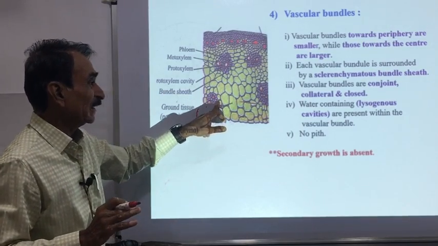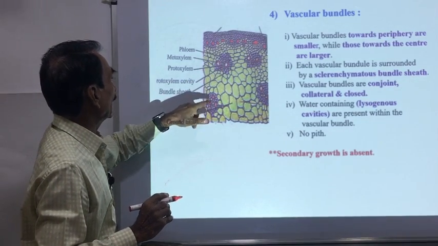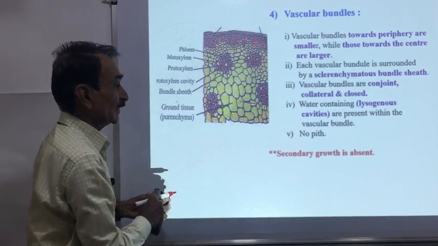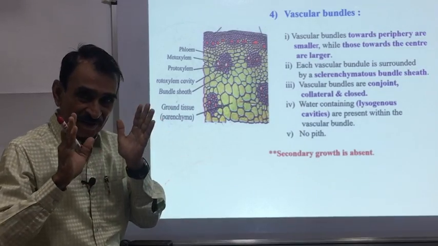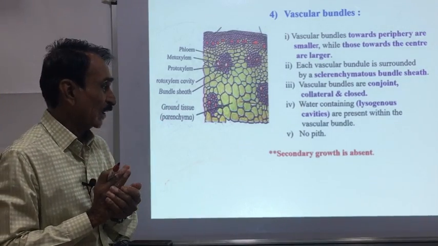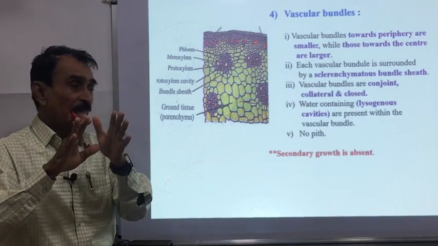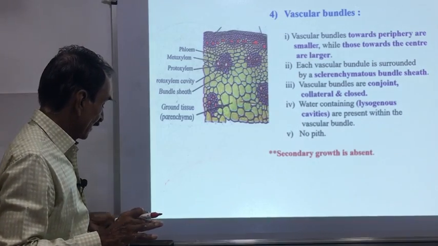Water containing vacuole or the cavity, this is called as a lysigenous cavity. This lysigenous cavity is present inside the vascular bundle. There is no distinct pith in the transverse section of monocot stem. Secondary growth is absent because there is no cambium between the xylem and phloem.